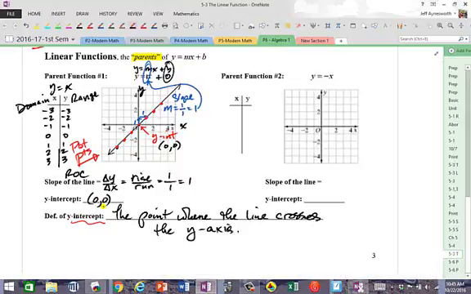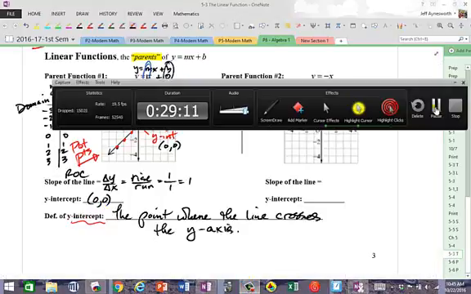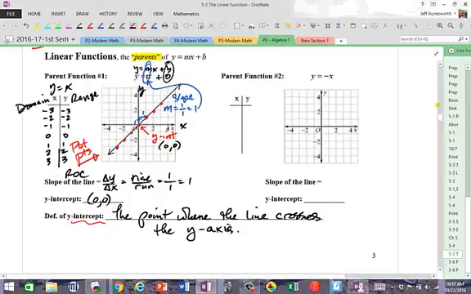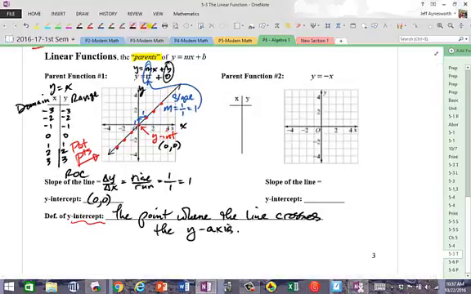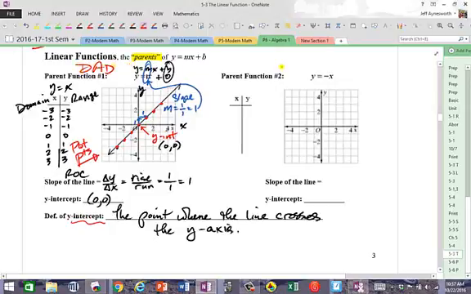Okay, so my next function here. All right, let's continue here. So we just talked about y equals x, which we refer to as, let's say, one parent function or the dad. All right, and let's take a look at the other parent function, the mom. Okay, y equals negative x. No connotation on the negative there.